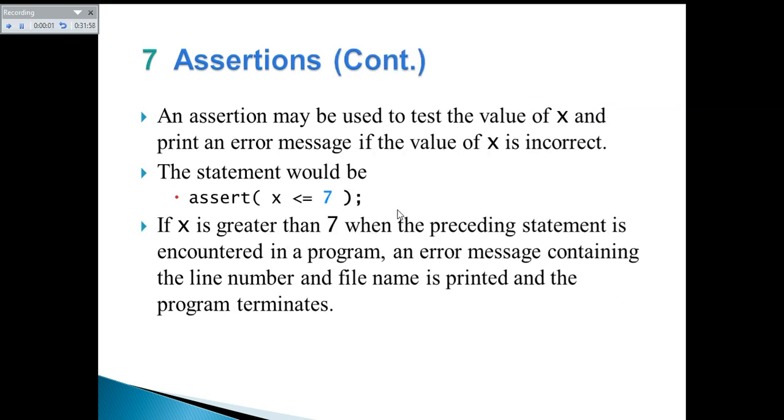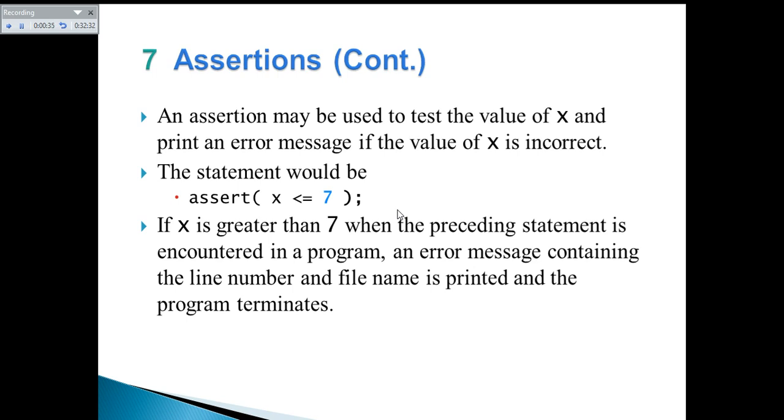An assertion may be used to test the value of x and print an error message if the value of x is incorrect. So, as already explained, an assertion is used to test the value of x and print an error message if the value of x is incorrect. You can check by using these assertions. The statement would be assert(x <= 7). This will simply check if x is greater than 7.